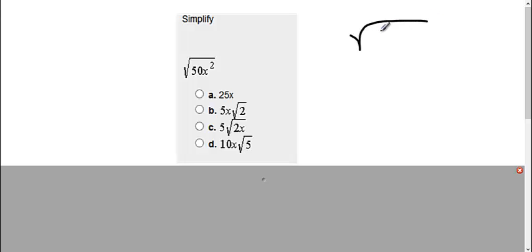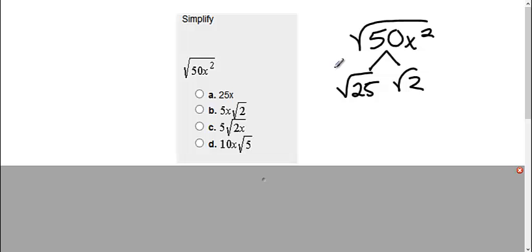Okay, so here we have the square root of 50x squared. First we work with the number and then our variables. The square root of 50 is not a perfect square root, but I can break it down. I need to ask myself what times what gives me 50, where one of those is a perfect square. So I can break it down into the square root of 25 times the square root of 2.